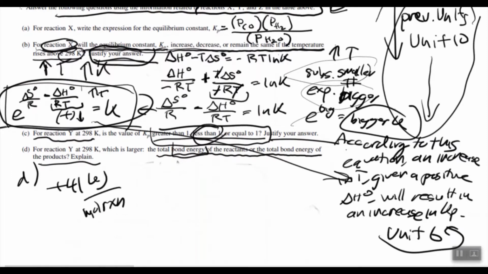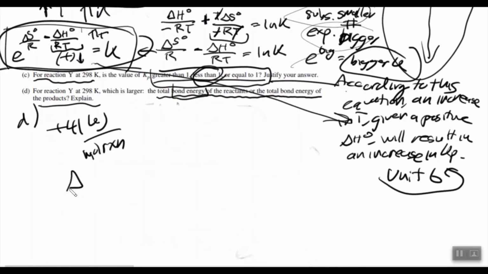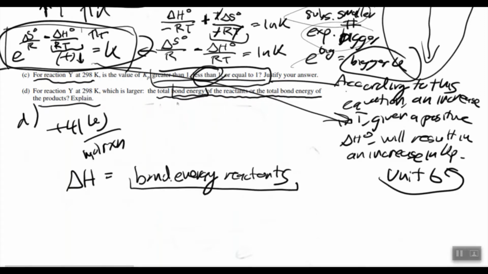Now, does this mean that the bond energy of the reactants is greater than or less than the bond energy of the products? Now, we have to think about this. We know that the delta H is equal to the bond energy of the reactants. So remember, when we are looking at reactants, we're looking to break the bonds. If you break bonds, that takes energy. So it's going to absorb energy, so this is going to be the positive value.